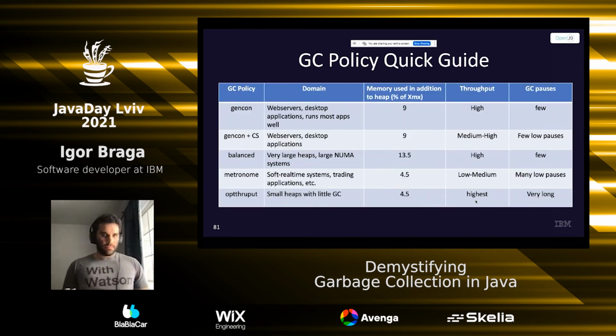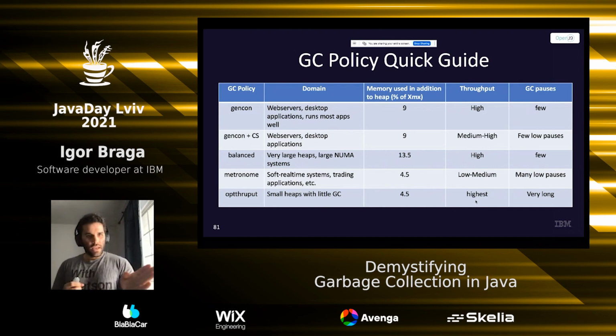But which GC is best for your application? This is more like a general tip, right? GenCon and GenCon CS are good for web servers and desktop applications. Balance is very good for very large heaps. Metronome is good for systems that have soft real-time constraints. And Throughput is good for small heaps or very short-lived applications.